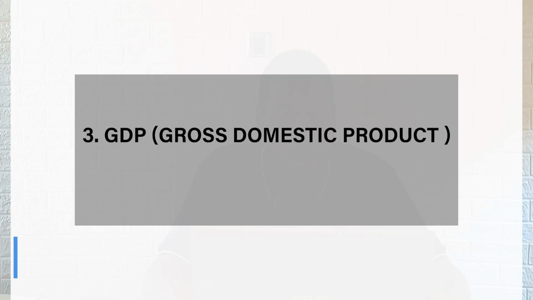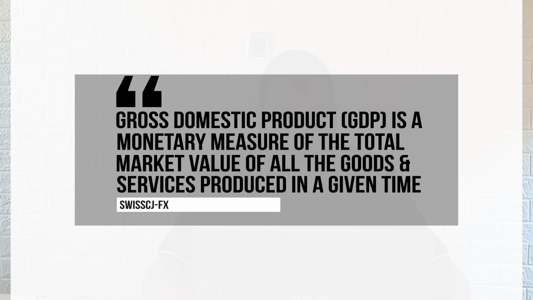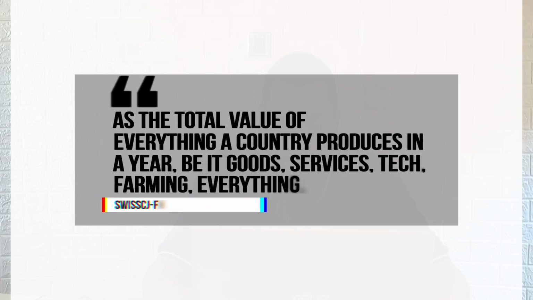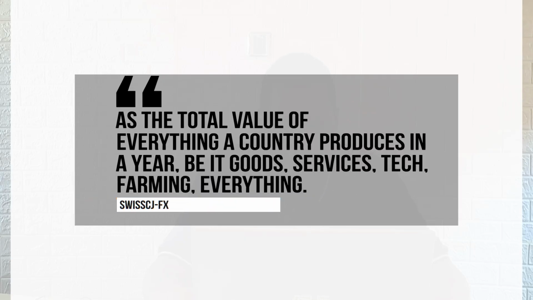So the next one is GDP. What is GDP? The full meaning of GDP is gross domestic product, which is the monetary measure of the market value of all the final goods and services produced in a specific period of time. You can also see it as the total value of everything a country produces in a year, whether it be goods, services, tech, farming, and everything. A country with a growing GDP is like a student getting all A's. Investors love it and it shows the country is productive and stable.